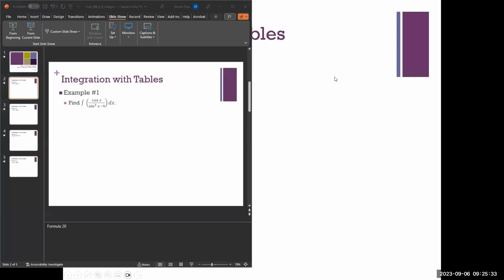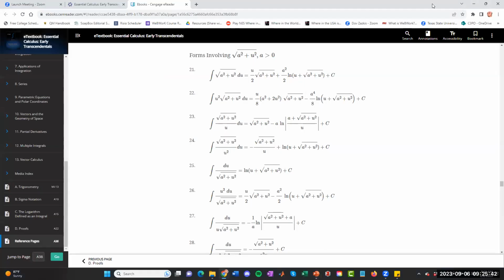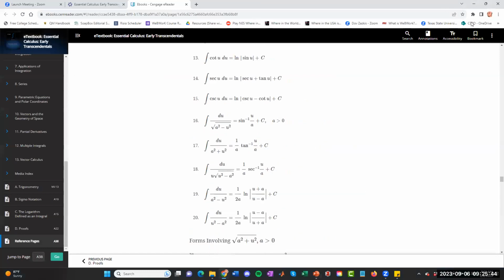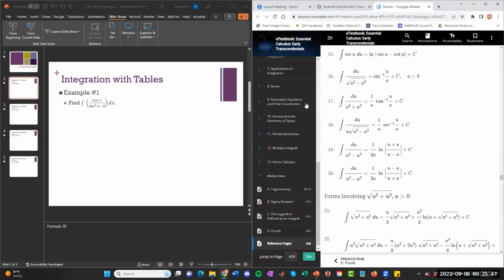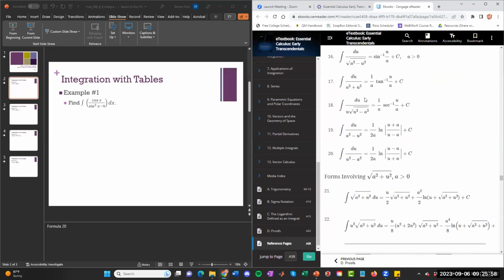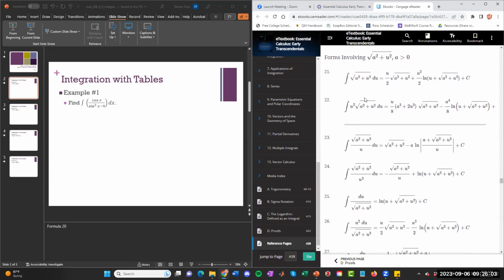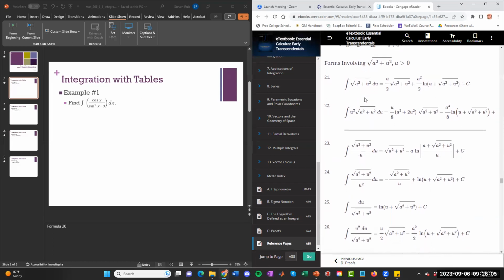Can I put these side by side? Maybe I can. All right, can we see both of these? All right, good. So it's cosine x over sine squared x minus 9. We want to try to find one of these formulas in the tables that might help us. So let's look at the headings.